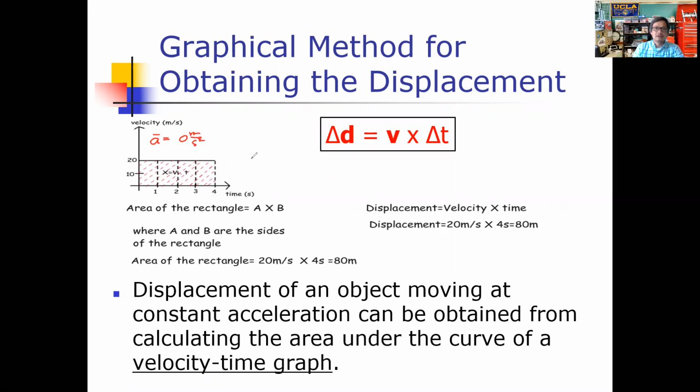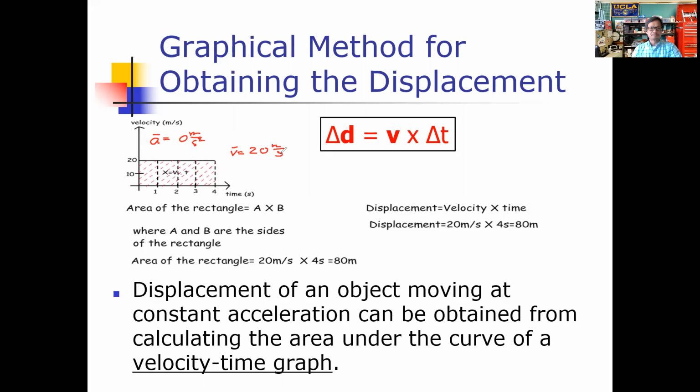So we have a velocity. Remember, constant velocity means that the velocity does not change, but it doesn't mean that it's 0. The acceleration is 0, but the velocity is constant. Zero acceleration means the velocity is constant. Here we have a velocity of 20 meters per second.